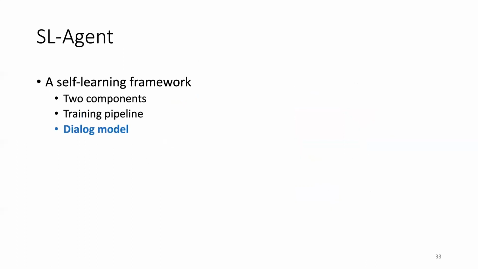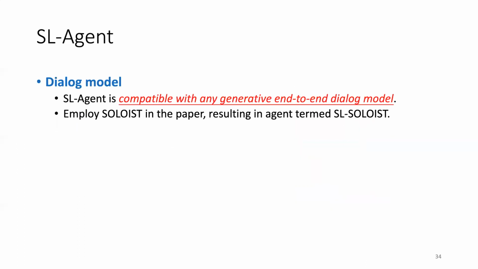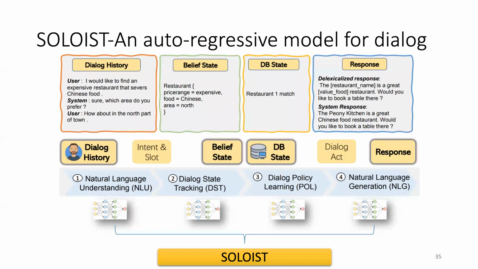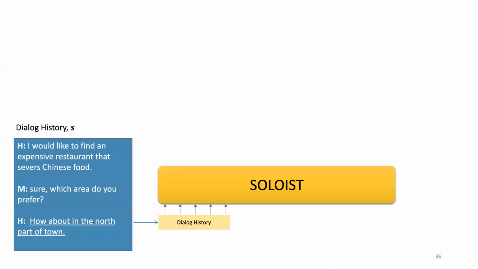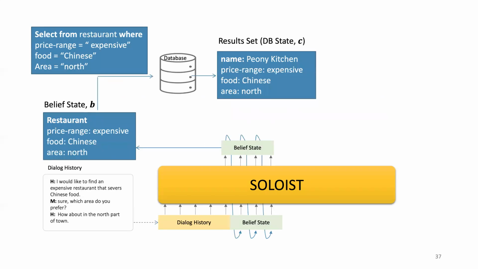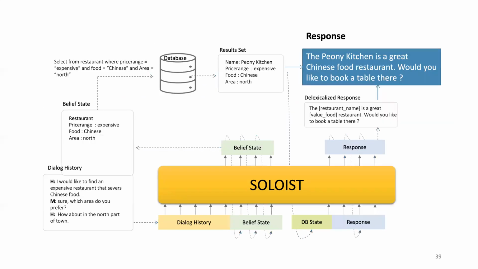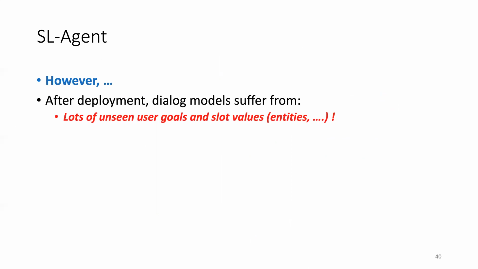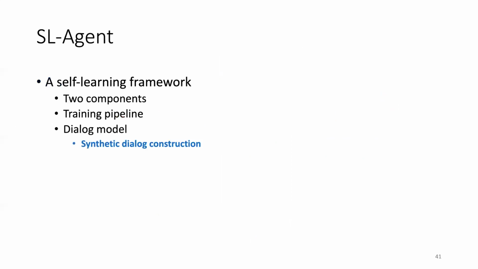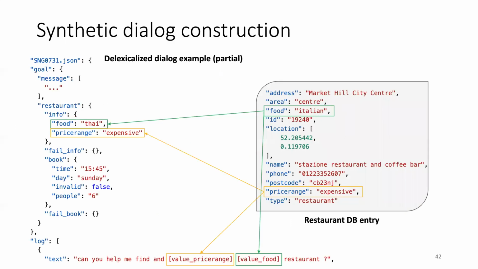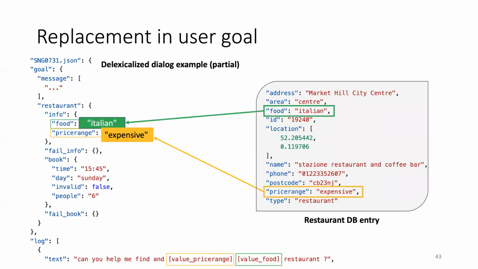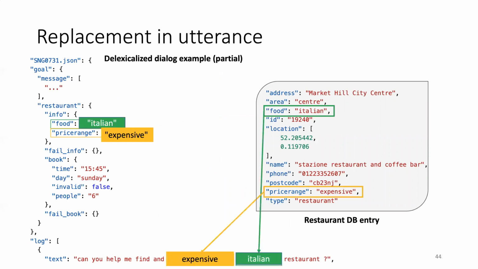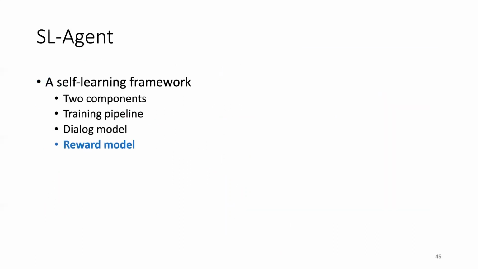Now we talk about the dialogue model. Here we employ SOLOIST for demonstration, which is an autoregressive end-to-end dialogue model. It generates responses based on the dialogue history, generated belief state, and fetched DB state. However, it suffers from unseen user goals and slot values. Therefore, we propose to synthesize dialogue examples through exhausting DB values and replacing the entity knowledge in user goals, in addition to special tokens in the utterance.